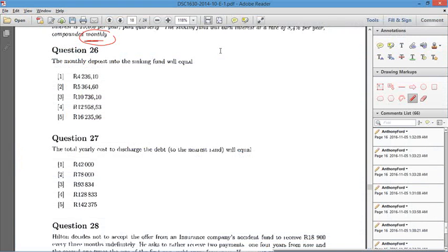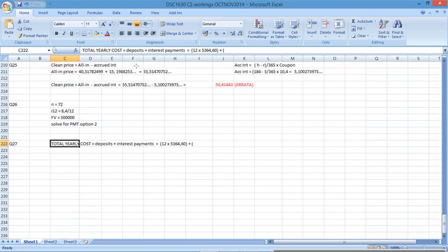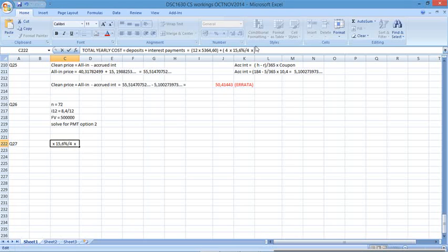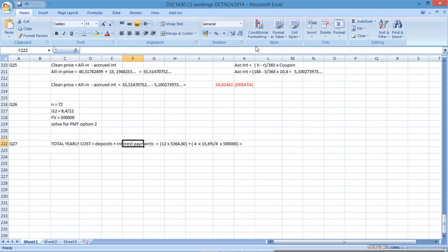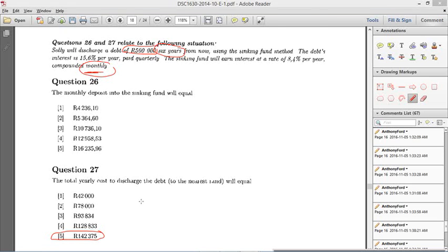Okay, plus the interest that I must pay, which in this case was 15.6 paid quarterly. Okay, the debt 15.6. Four of them, so it'll be 4 times that, times the 500,000. Right, and if you work that on your calculator, you get an answer of 142. Okay, question 27's answer is option 5.